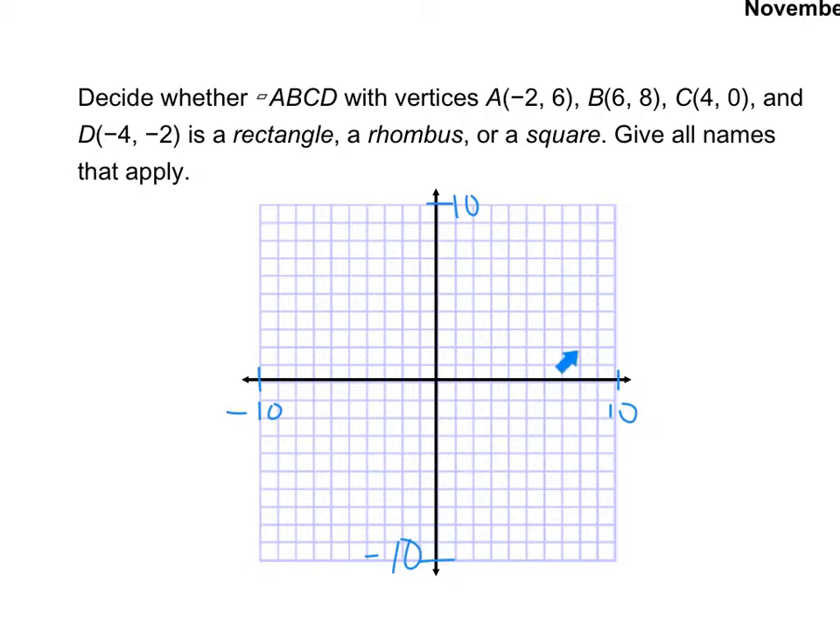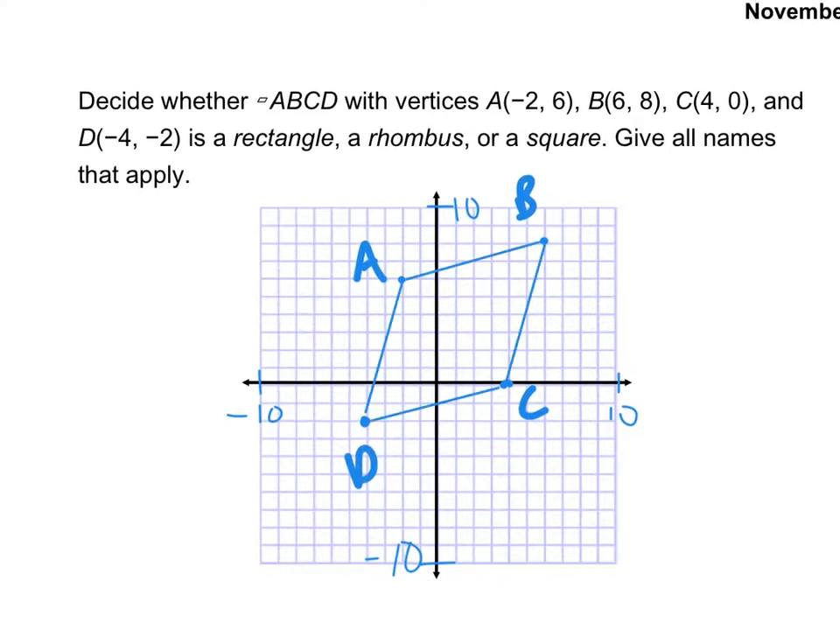So I label all my axes here, and I plot my points like that. There they are, and we should label those guys. So we have A, B, C, and D. And now we'll connect them to make a quadrilateral. So now we've got to find out what type of quadrilateral it is. We're going to find some slopes and lengths.